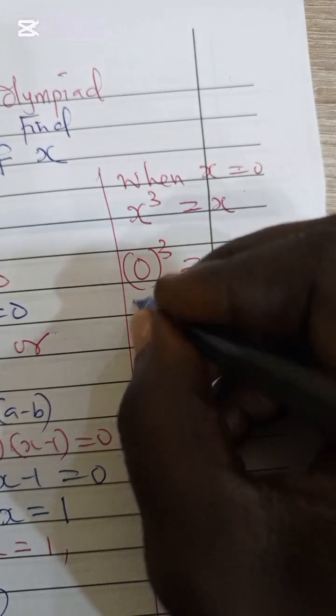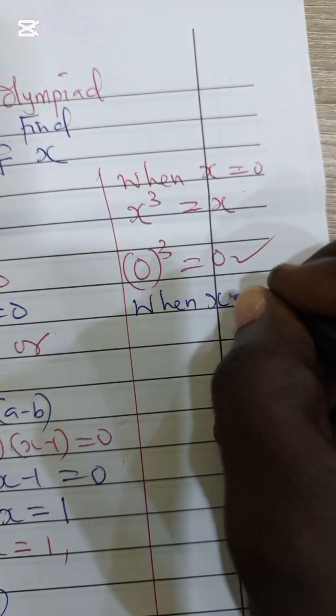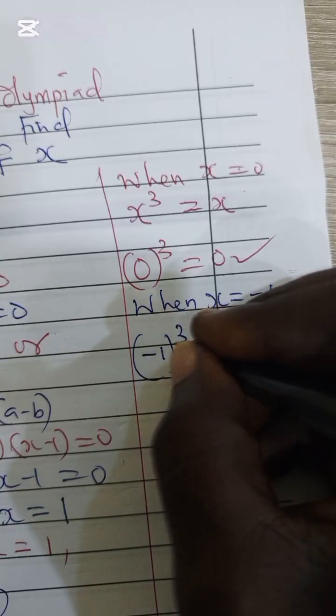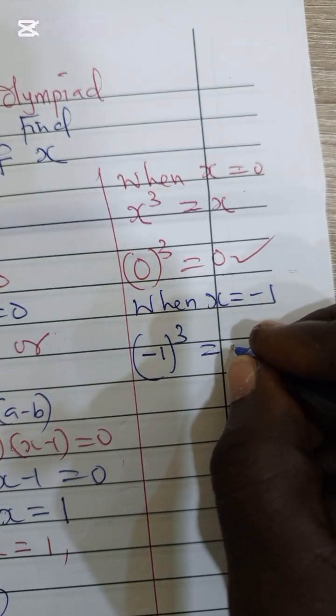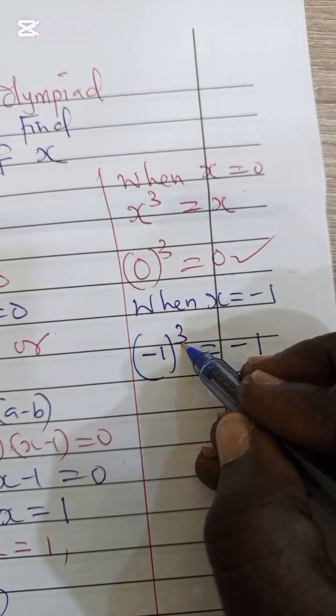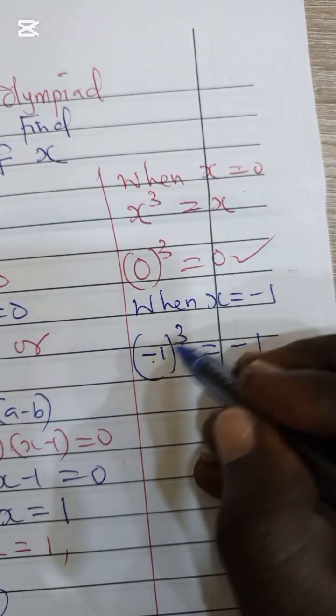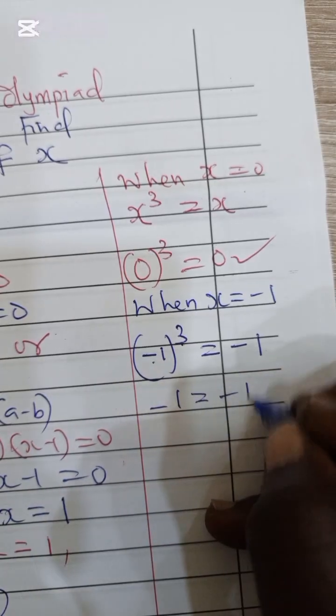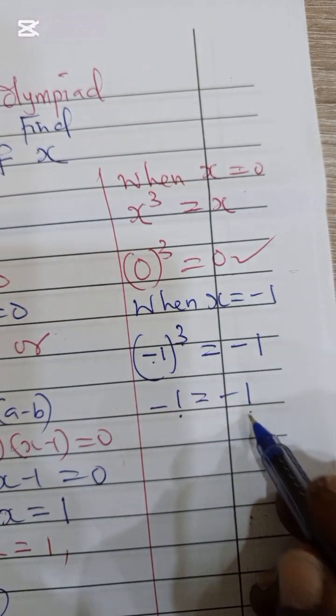Let's pick when x is minus 1. What are we going to get? We have minus 1 all cubed. Is it the same thing as minus 1? Of course. The power here is an odd number, and what is in the bracket is negative. Of course, minus 1 all cubed will be minus 1, equals minus 1. Left hand side, right hand side agree.